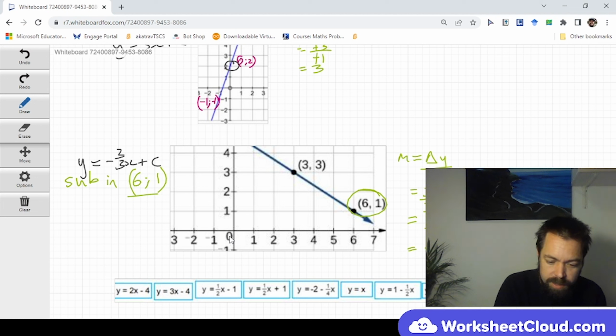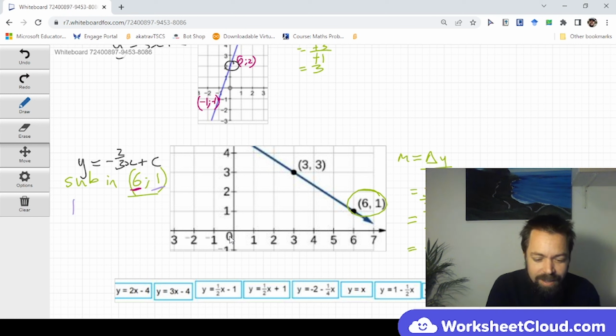All right, so in fact, I'm going to say 6, 1. I'm going to color coordinate so that we can get this right. Okay, so we said y is equal to 1. It's an xy coordinate. So 1 equals minus 2 over 3 times, and now we want red, 6. That's just for subbing in. And then we had plus c.